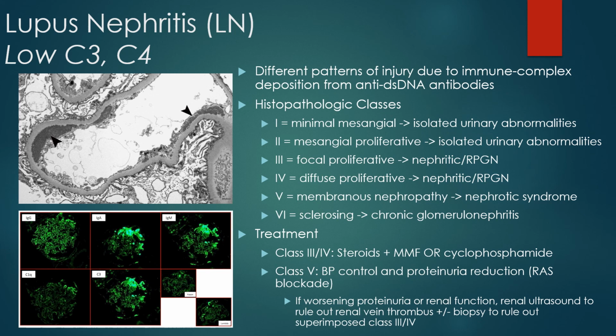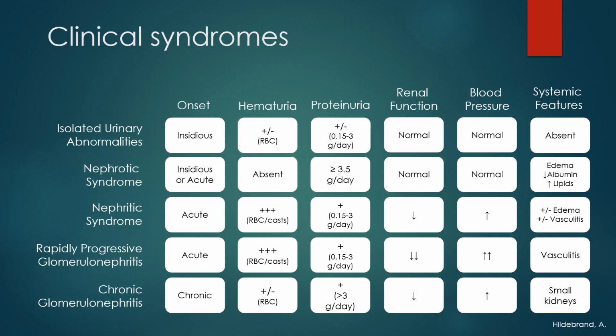However, if there is worsening proteinuria or renal function, a renal ultrasound to rule out renal vein thrombus is important, given the risk of venous thromboembolism in nephrotic syndrome, as well as a kidney biopsy to rule out new superimposed Class 3 or Class 4 lupus nephritis, now warranting immunosuppression.